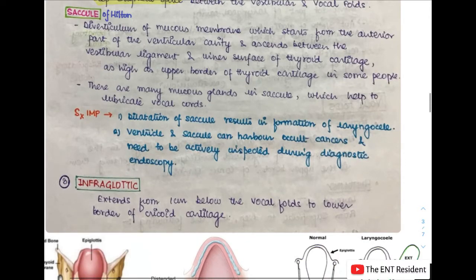Now, there is also a diverticulum known as the saccule of Hilton. Now, what is this saccule? It is basically a diverticulum of mucous membrane which starts from the anterior part of the ventricular cavity and ascends in between the vestibular ligament and the inner surface of the thyroid cartilage, as high as the upper border of the thyroid cartilage in some people. Now, this saccule contains a lot of mucous glands which help to lubricate the vocal folds.